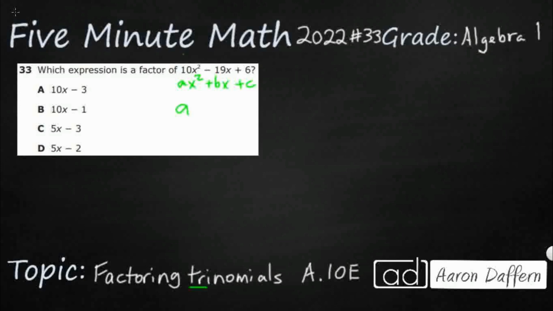But never fear, we've got our three terms that we're looking for. We need to find our A term, so that's going to be 10. We need to find our B term, that's going to be a negative 19. And our C term, that's going to be 6. Once we have these, we can use the diamond method. Now, the diamond method is not the only way to solve this, but it is highly effective, and it is a great algorithm to be familiar with.